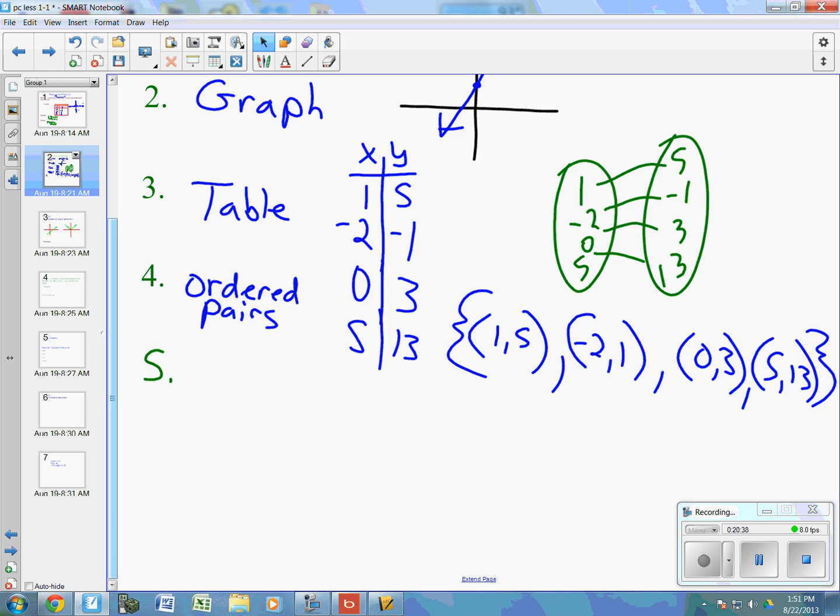And there's two types of functions we're going to talk about in a little bit, but not yet. Continuous and discrete. Continuous is a graph where you can trace it without lifting your pencil. And a discrete is a bunch of points, okay? A bunch of dots.